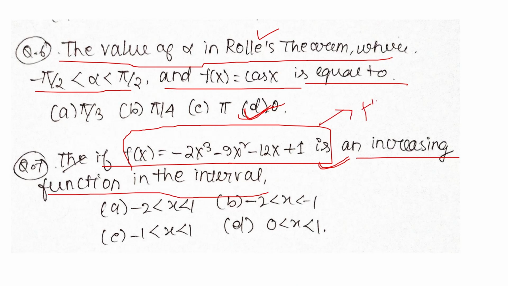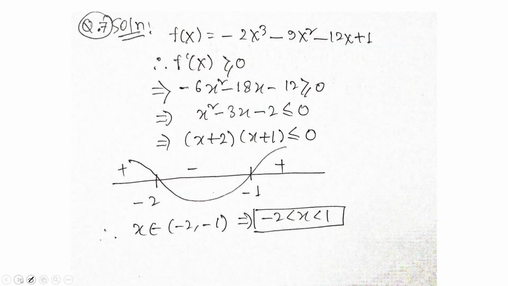That means f dash x is greater than or equal to 0. Because it is stating that it is increasing, it is greater than or equal to 0, not greater than 0. It is not mentioning that it is strictly increasing. This depicts only an increasing function in that interval. So going to the next slide.